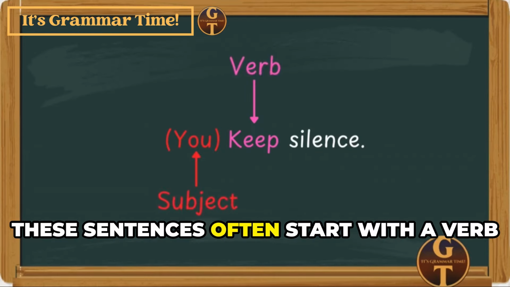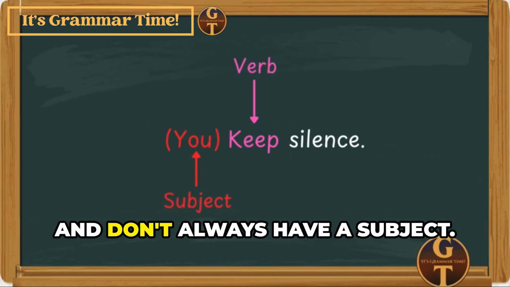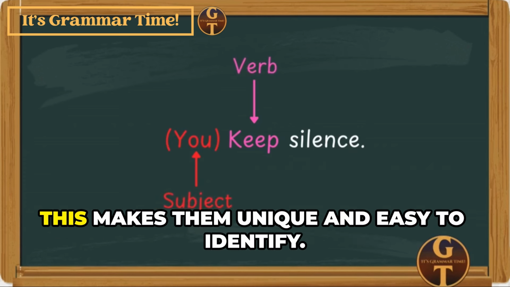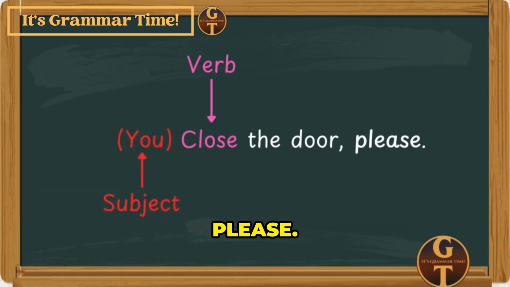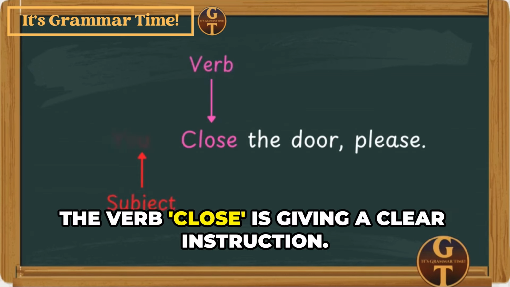These sentences often start with a verb and don't always have a subject. This makes them unique and easy to identify. For example, "Close the door, please." Here, the verb close is giving a clear instruction.